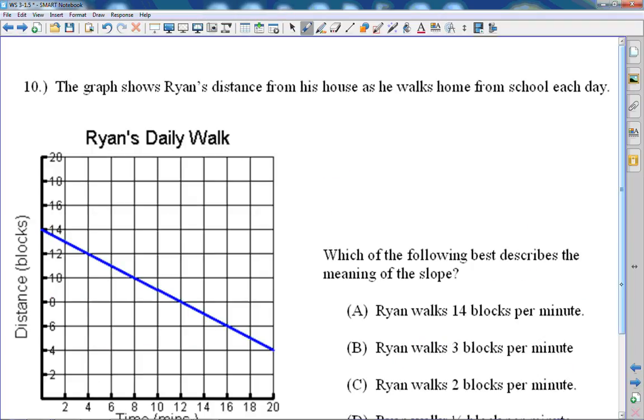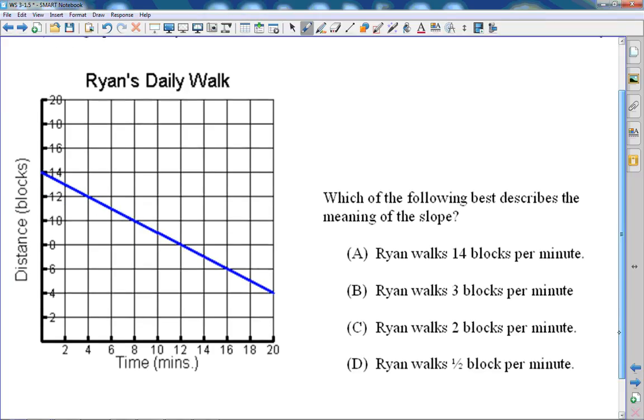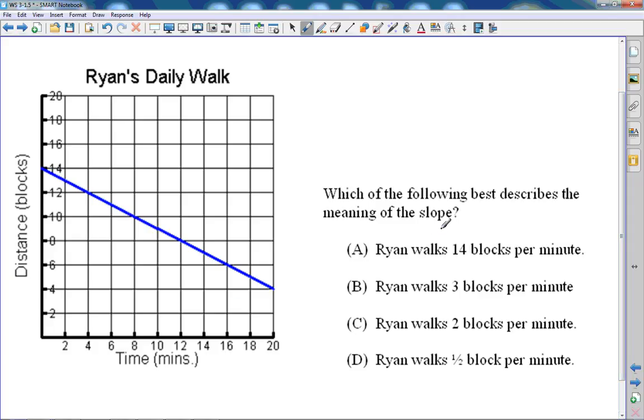Next one. It shows Ryan's distance from his house as he walks home from school each day. Take a minute and try and figure out which best describes the meaning of the slope. Okay, he's walking, so it's blocks per minute. Now, how fast is he walking? This says 14 blocks every minute. Well, am I going down 14 and over 1?